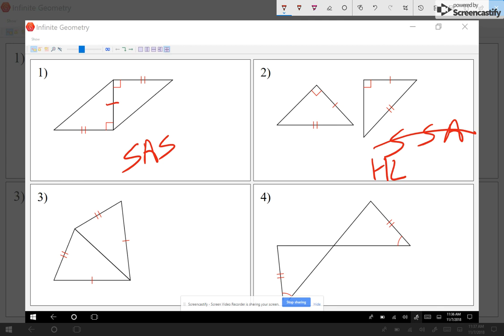Looking at question number three, I know this side right here is technically given. In this case, all three sides are marked. This is the easy one to see. Side side side works, so that's good.